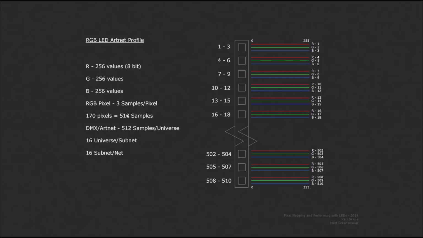If we have 170 pixels, that adds up to 510 samples, which is the maximum number of samples we can output to a universe. We don't have enough in the last two samples to fully control the last pixel. So 170 is the maximum amount of pixels you can send per universe. For the DMX ArtNet protocol, we have 512 samples in a universe. In each subnet, you can hold 16 universes, and in each net, you can hold 16 subnets.